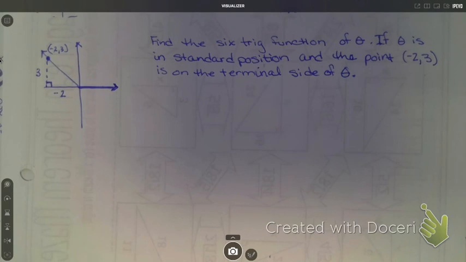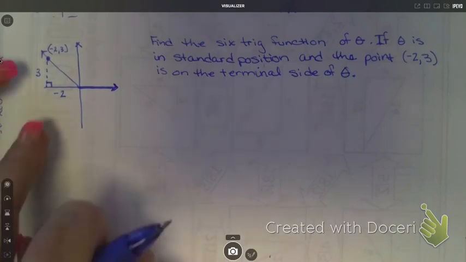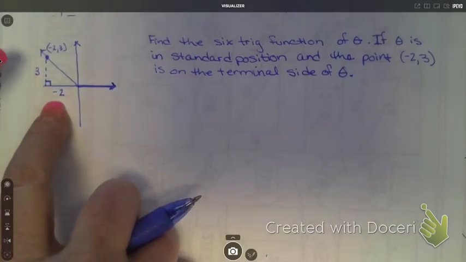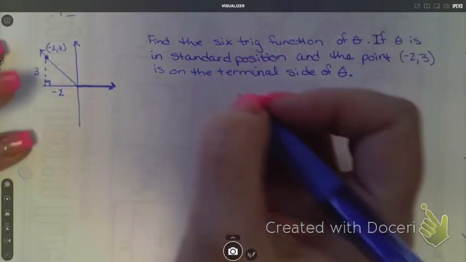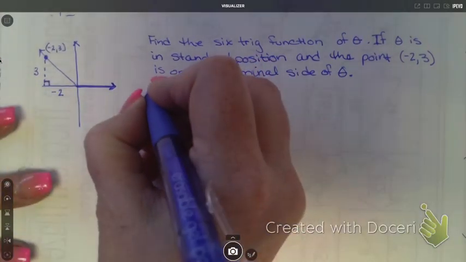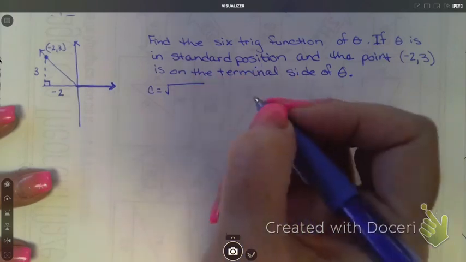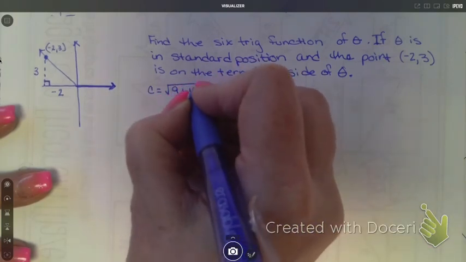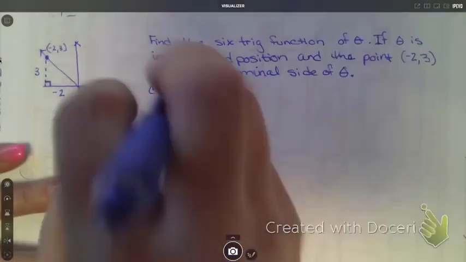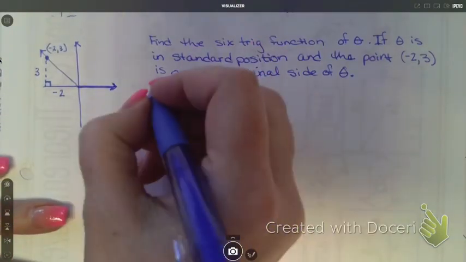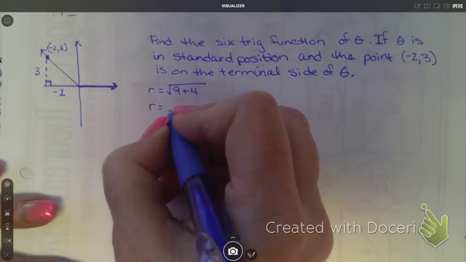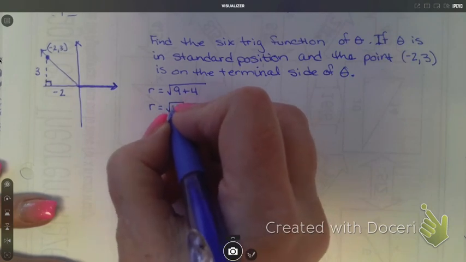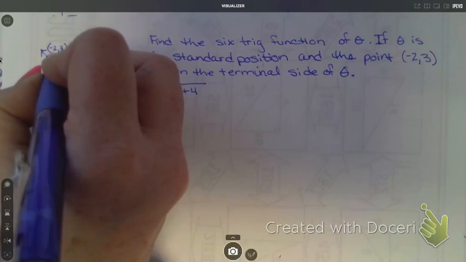A squared plus b squared equals c squared. How do I know it's not a 45-45-90? Because these two sides aren't the same. If it was 3 and -3, it would be a 45-45-90, but it is not. So a squared plus b squared equals c squared, so c equals the square root of 9 plus 4. Actually, we're not going to call it c, we're going to call it r. What's 9 plus 4? 13. Can I simplify the square root of 13? No, so I just put the square root of 13.